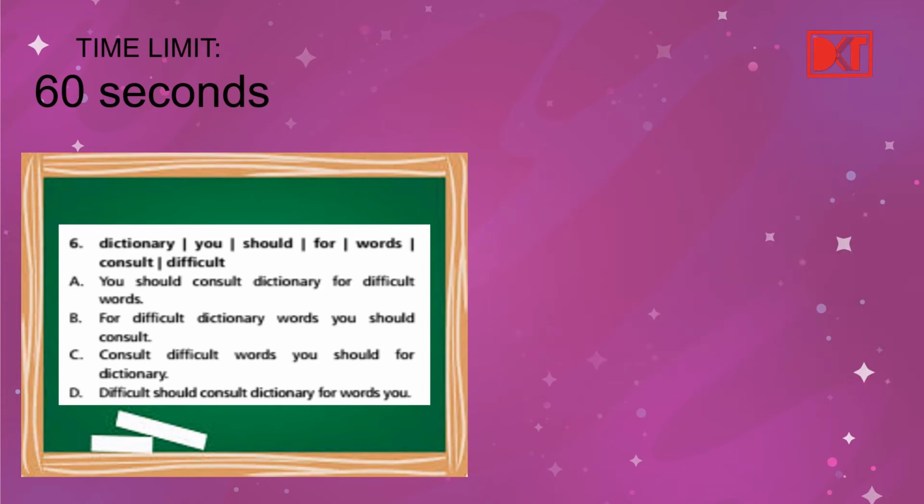Alright, now next: dictionary you should, for words, consult, difficult. Here again, which is the subject we are talking about? Here, you. Okay, the first thing you need to identify is what the sentence starts with. Then you start from that. A: Here you should consult dictionary for difficult words. See how easy it is. Just identify the subject and read accordingly.